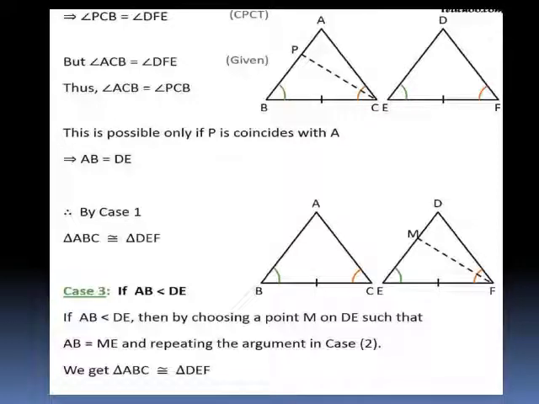Now case 3 you don't have to prove in such a lengthy way. It is almost similar to case 2, where AB is less than DE, and you take a point M on DE such that AB equals ME and repeat the same argument which you have used to prove case number 2. So by observing all the 3 cases, we can say that triangle ABC is congruent to triangle DEF. So this is how we have got our theorem for ASA.